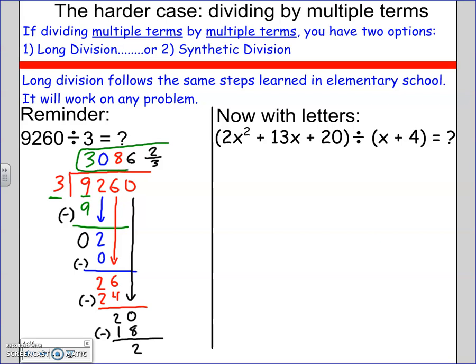So 3,086 and 2/3 times 3 will give us 9,260. Alright, so same idea over here with letters. What is that divided by that? It's the same problem as before, so we should know the answer already. We're going to make the same house.